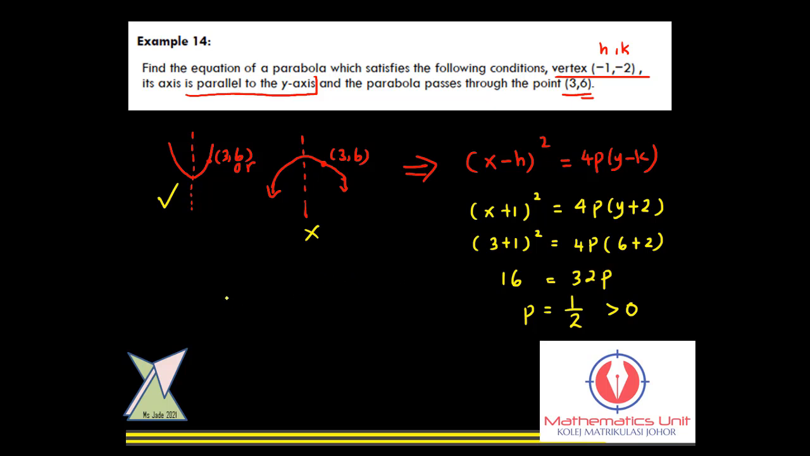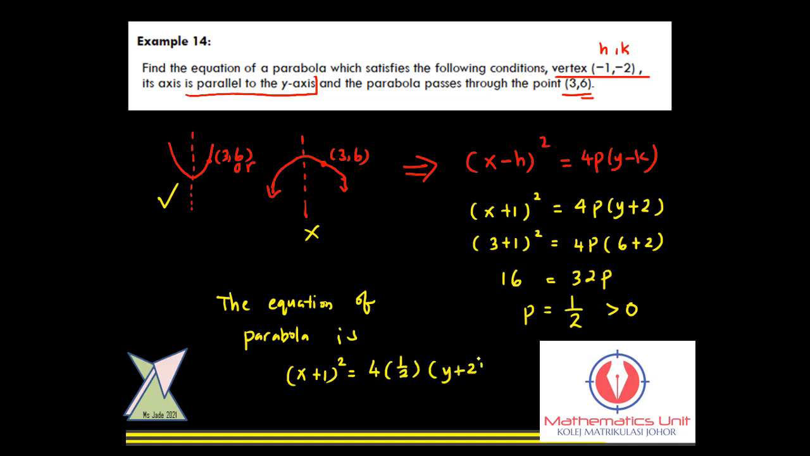Okay, so lastly the equation of parabola is x plus 1 squared equals 4 times p, which is 1 over 2, times y plus 2. So lastly it equals 2 times y plus 2. So this is the equation of parabola that we obtain from this situation.